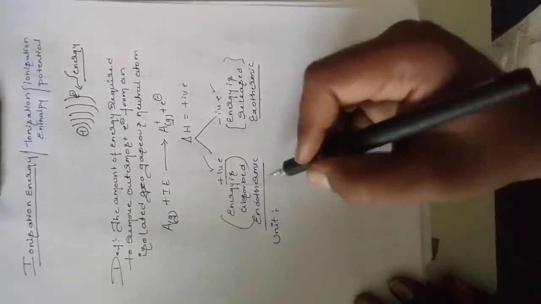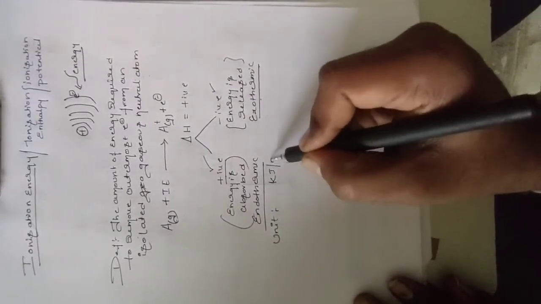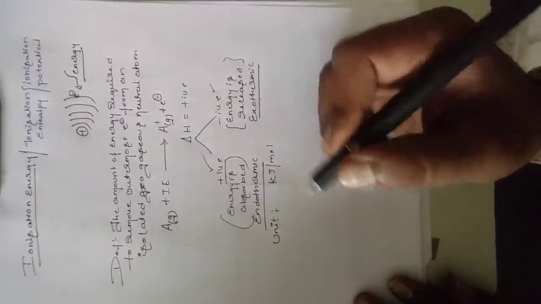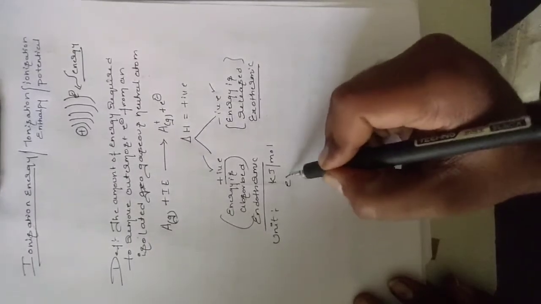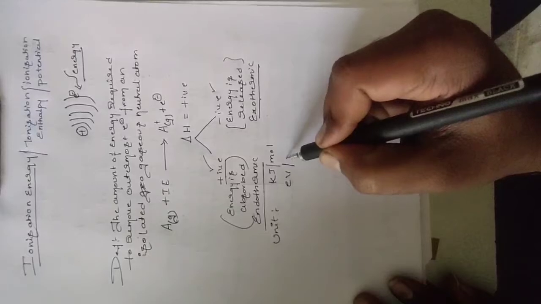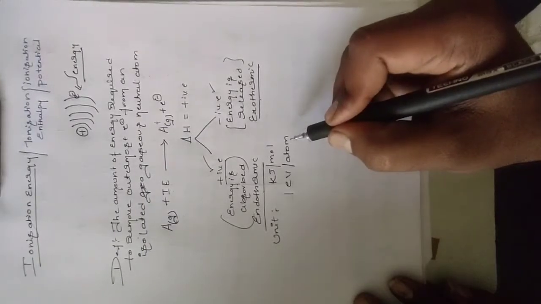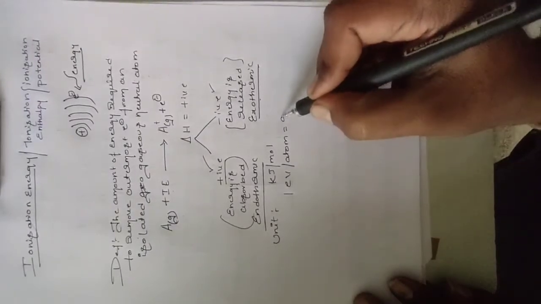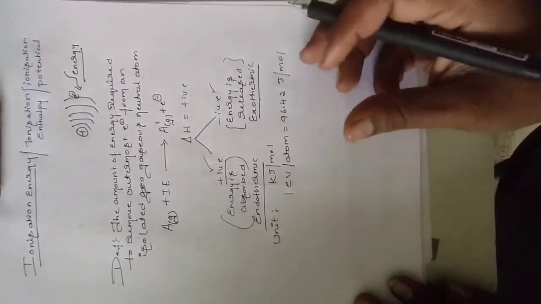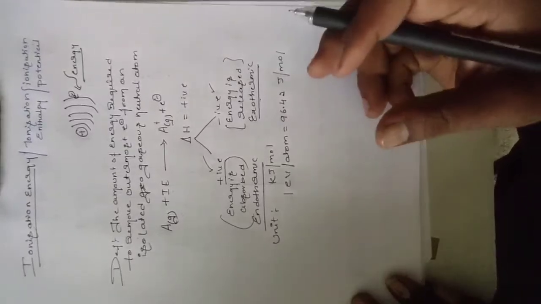Now the units. The units for ionization energy are kilojoules per mole, or another one is electron volt per atom. 1 electron volt per atom is equal to 96.42 kilojoules per mole.